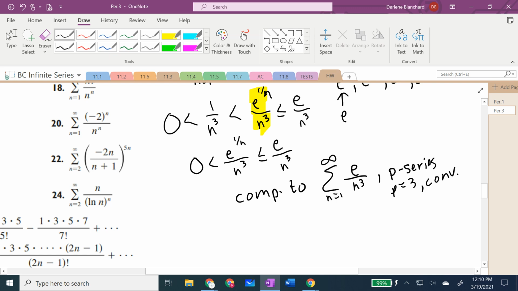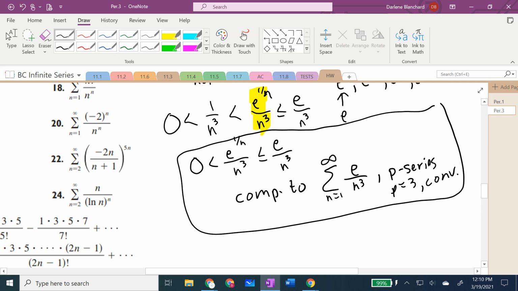I've stated basically that I'm dealing with positive terms. So all of this together with the direct comparison test, stated that that is being used, I've got converges, and it's absolutely convergent.